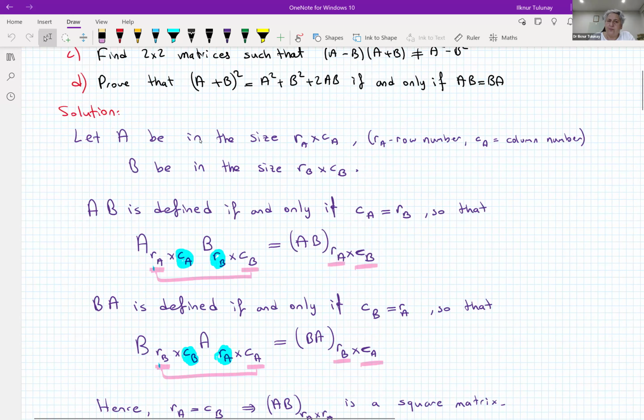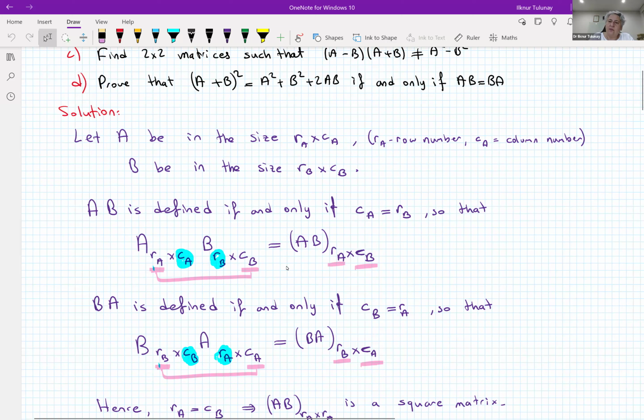Let A be of size RA by CA, where RA is the number of rows and CA is the number of columns. B is of size RB by CB, where RB is the number of rows and CB is the number of columns. Then AB is defined means that we can multiply these two matrices, so the multiplication makes sense.